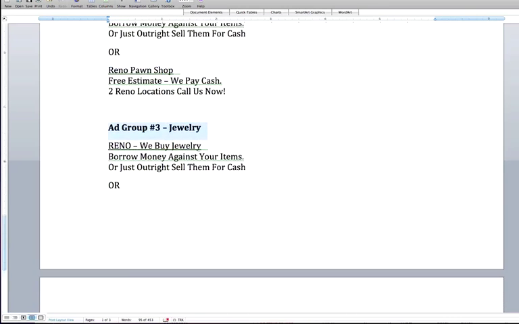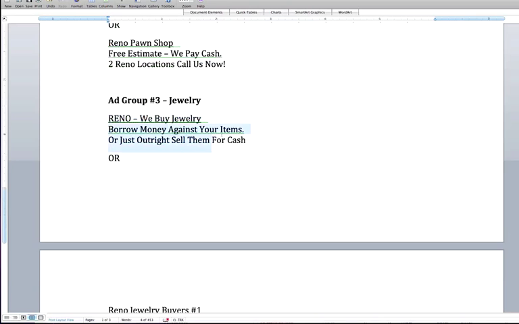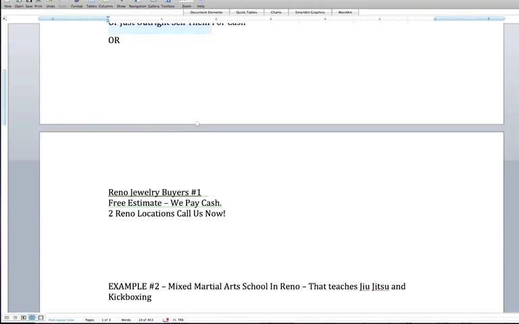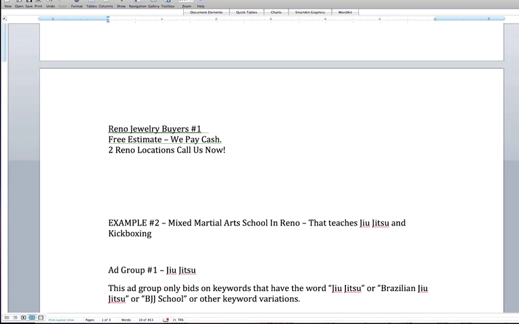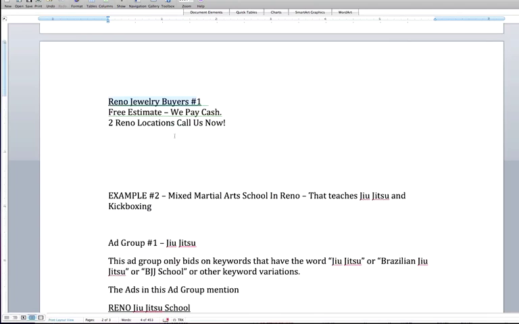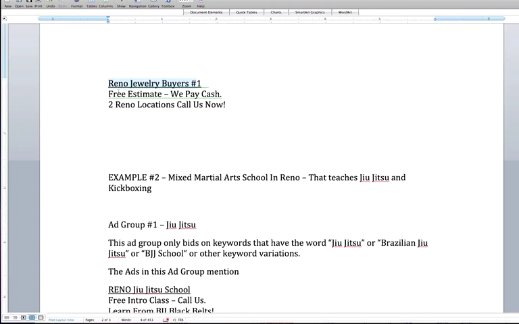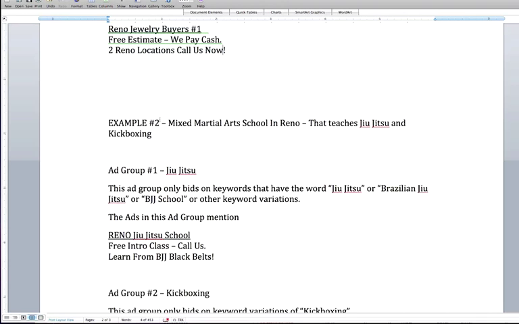Someone's typing in for jewelry, someone's typing in sell jewelry in Reno, then it'd be Reno, we buy jewelry. And again, the ads can be simply pretty much the same, especially if you find that these ads are converting well in one ad group, then you just kind of change the headline. Here's another one, Reno jewelry buyers, if someone's typing in sell jewelry. Okay, so I think you're kind of starting to get the point there. Let's move on to another example.